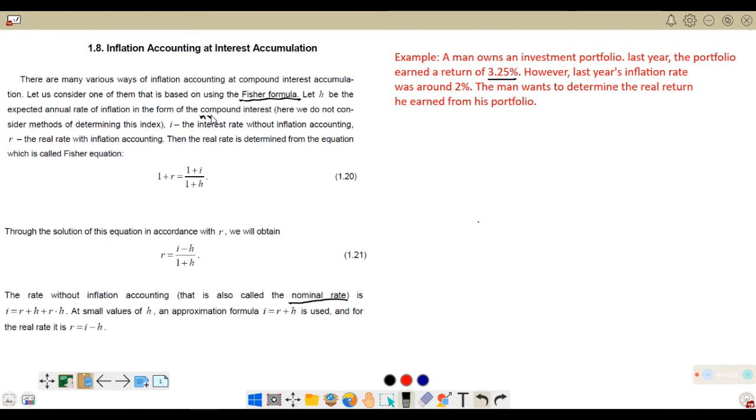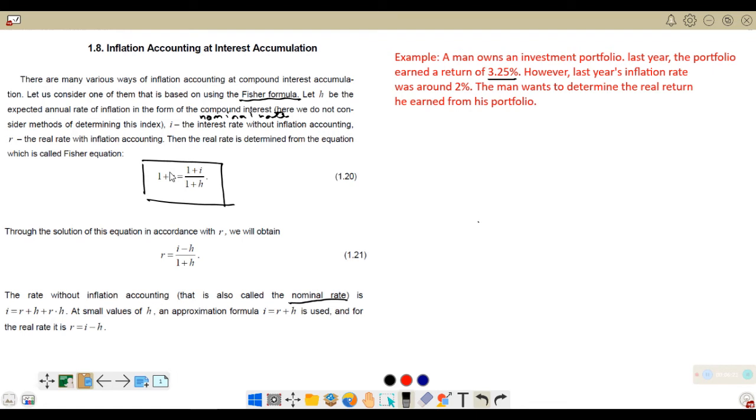So, lagay ko na rin dito ha. I, dun sa ibang book, tinatawag din to na nominal rate. R is the real rate with inflation accounting. So then, the real interest rate is determined from the equation which is called the Fischer formula. So, ito yung Fischer formula. From here, ide-derive natin yung value ni R.